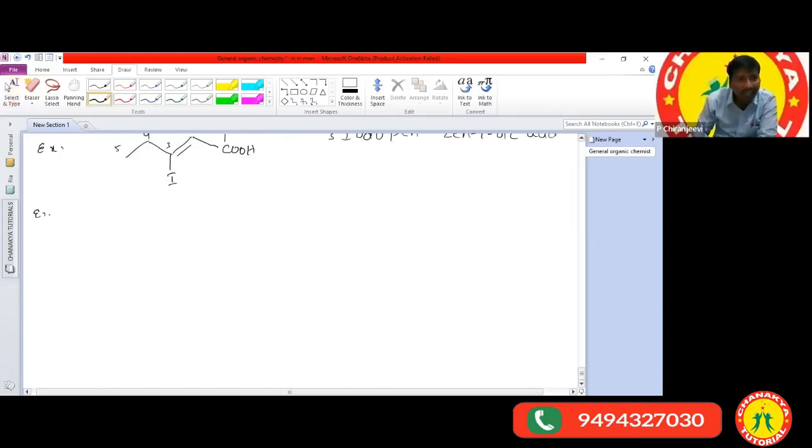Okay, I'll give one more structure, then we'll go for the next functional group. Finally, I'll give some structures all together. Now we are checking functional group wise.